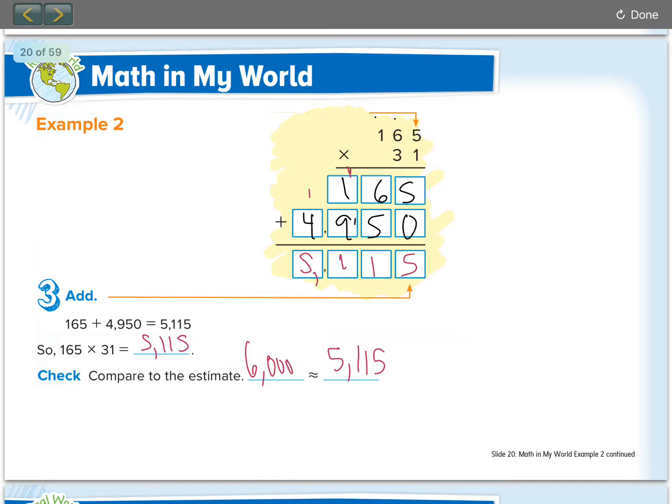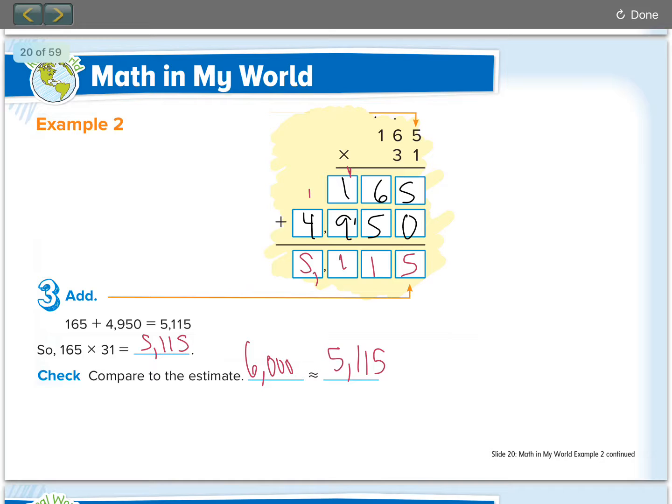Now I add 165 plus 4,950. I start in the ones column. 5 plus 0 is 5. I record that in the ones column. I move to the tens column. 6 plus 5 is 11. I put down my 1 in the tens column, and I carry 1 to the hundreds column.